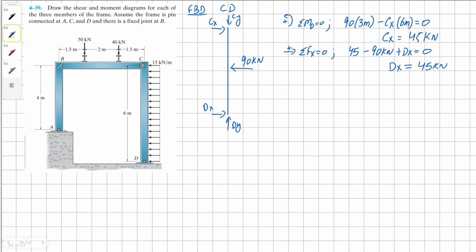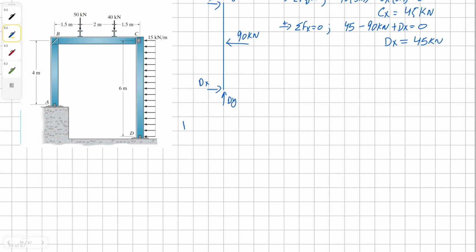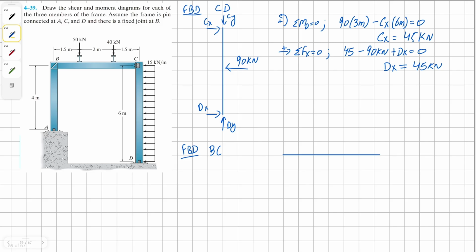Alright, now that we have required reaction forces at this point, we can proceed over to our next section, which is BC. For BC, we have opposite reaction forces. So whatever we had earlier, we can have opposite reaction forces at pin connection C. So before we do our member BC, we still have to find our forces for Cy and Dy.